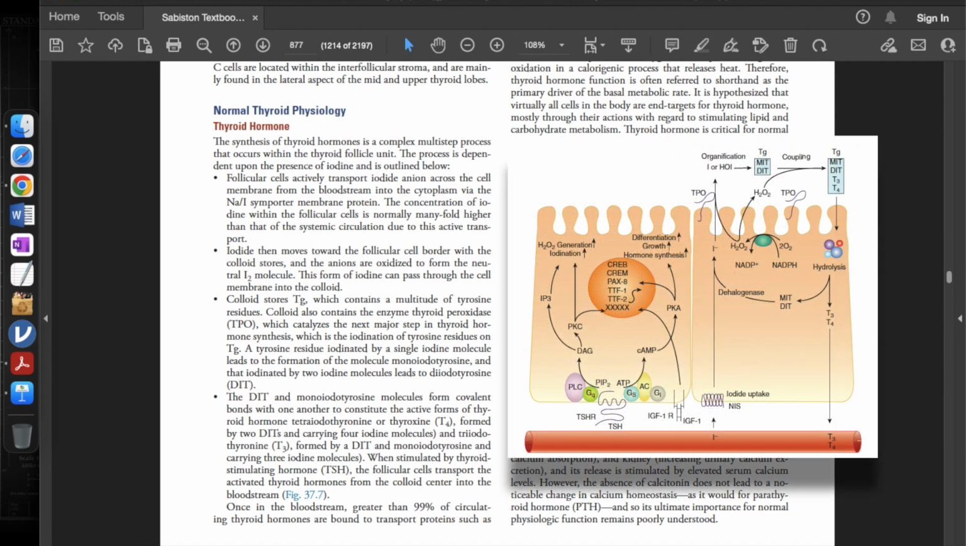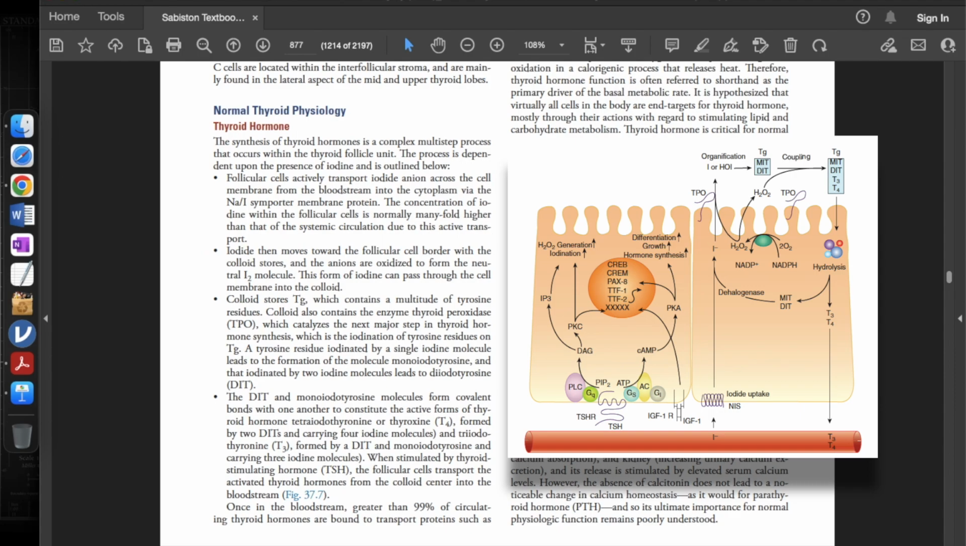Follicular cells actively transport iodine across the cell membrane from the bloodstream into the cytoplasm via the sodium-iodide symporter membrane protein. The concentration of iodine within the follicular cells is normally many-fold higher than that of the systemic circulation due to its active transport. Iodide then moves towards the follicular cell border with the colloid stores, and the anions are oxidized to form the neutral iodine molecule. This form of iodine can pass through the cell membrane into the colloid.